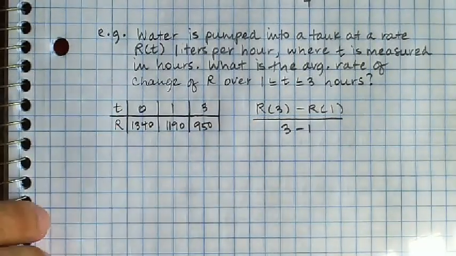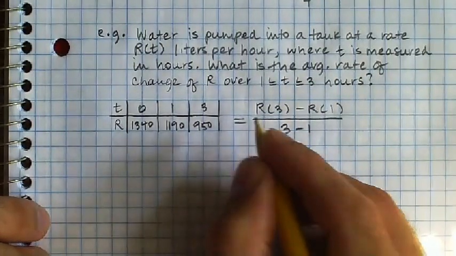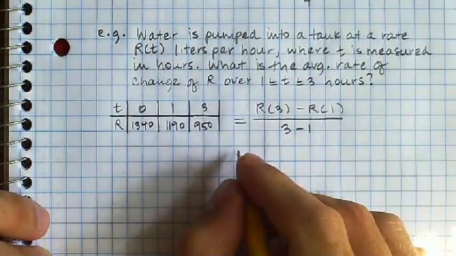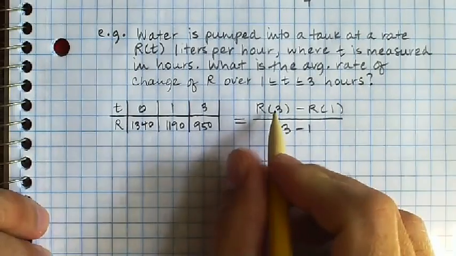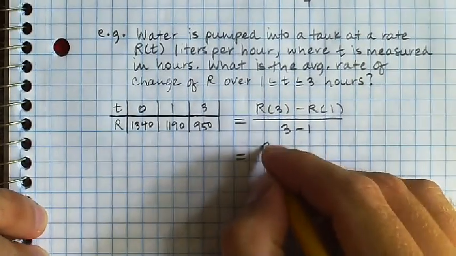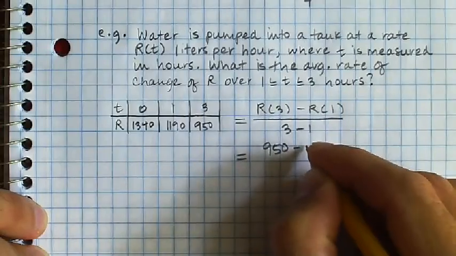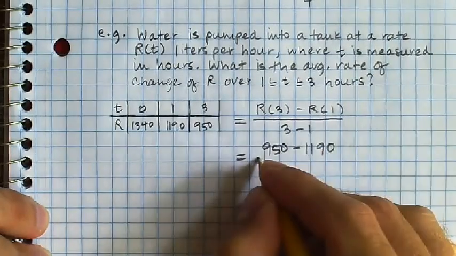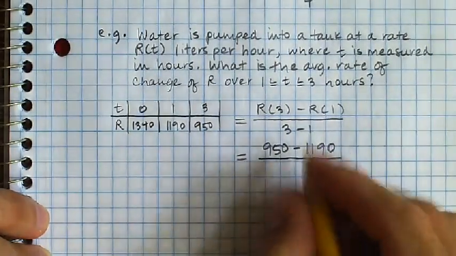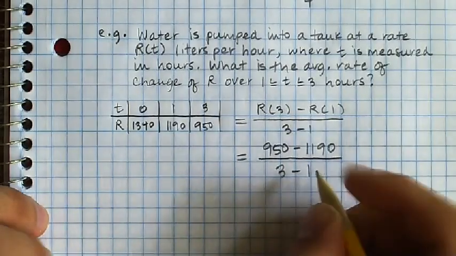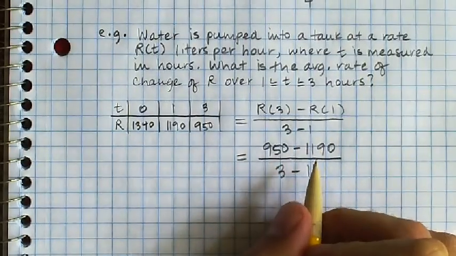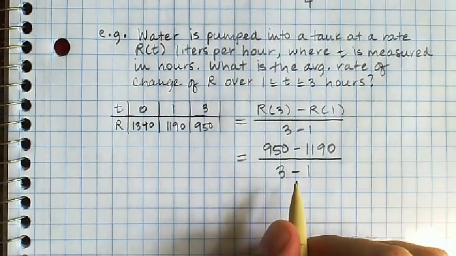So it's going to be a good strategy for us to take is to kind of write down the formula that we're going to use, and then we're going to actually apply it. So it'll be (950 minus 1190) divided by (3 minus 1). Okay? And that's actually a safe place for us to stop in this class, because this is a number that is equivalent to the right answer.